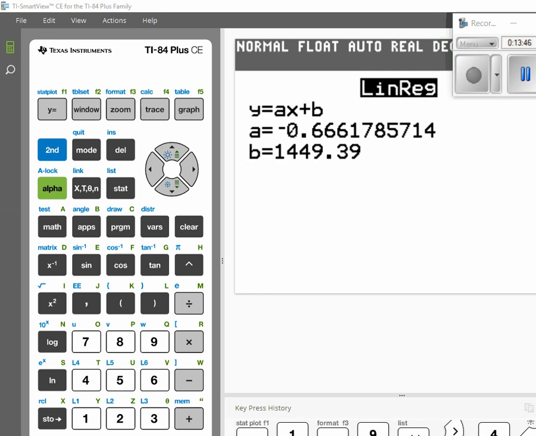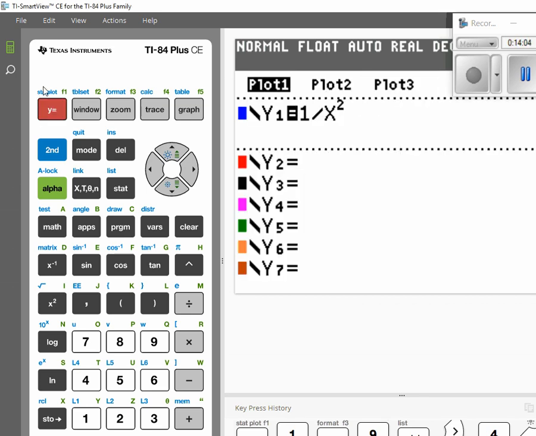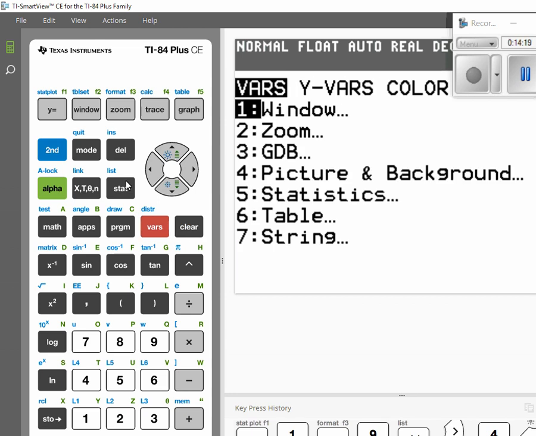Okay, so now what we're going to do is, it doesn't really help us to do it this way. You can look at it, but what we really want is to graph this. So in order to do that, we're going to go to y equals. Oh, I have something in there, so I got to clear that out. Everybody with me? Y equals. We're going to go to vars. Do you see the vars? It's right by the clear button. Then we're going to select statistics, 5.